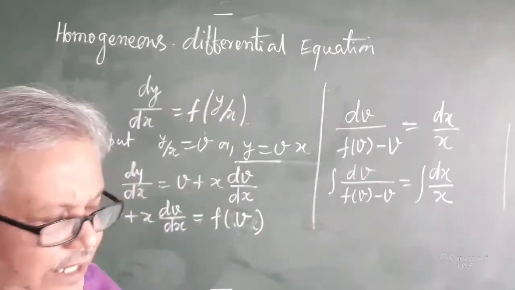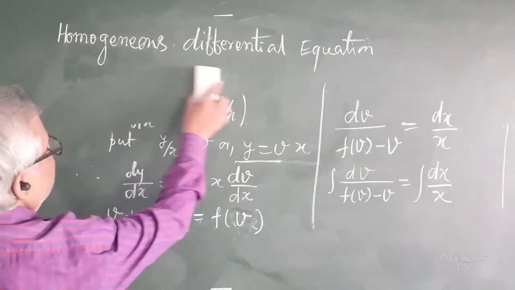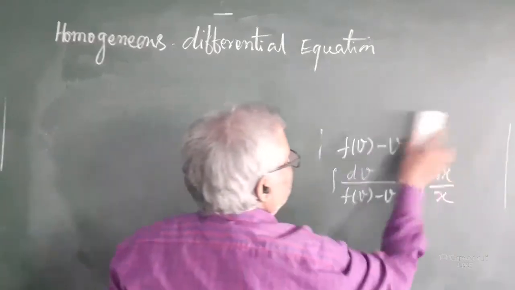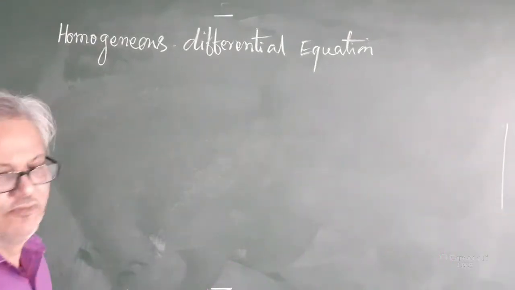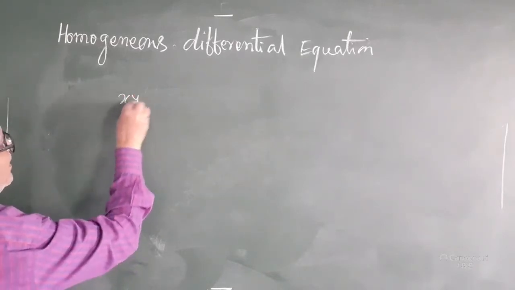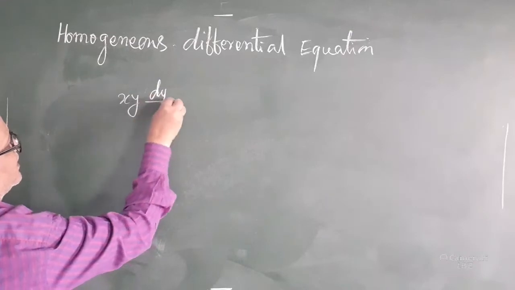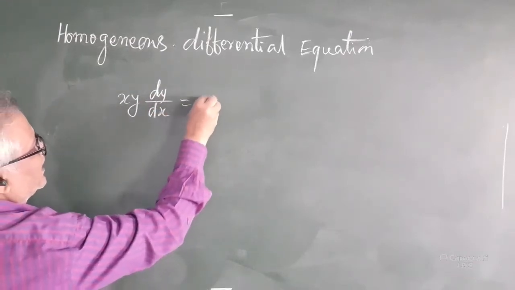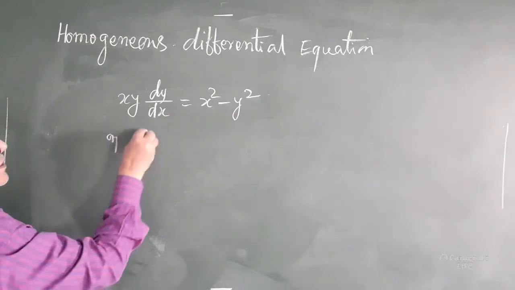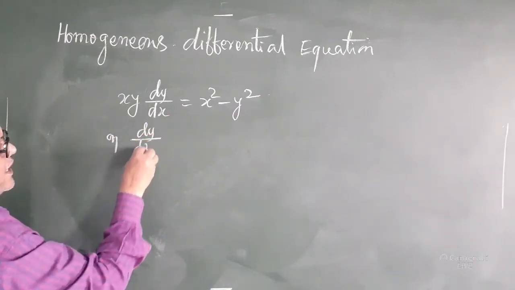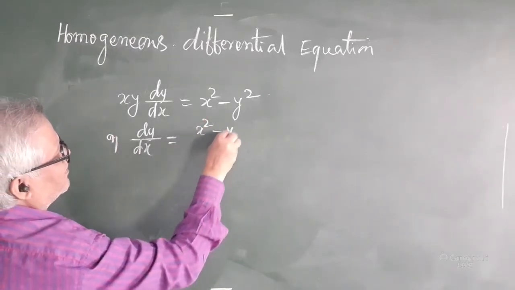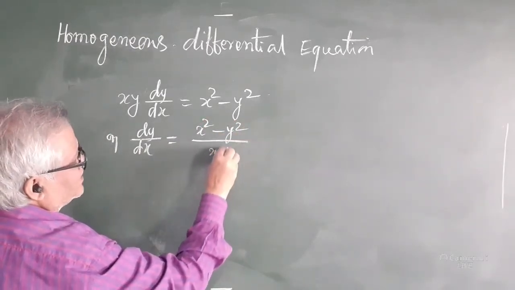Let us take an example. Suppose we are given one example to find the solution of the equation xy dy by dx is equal to x square minus y square. So we write dy by dx is equal to x square minus y square divided by xy.